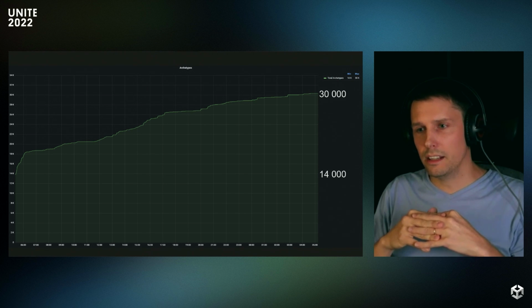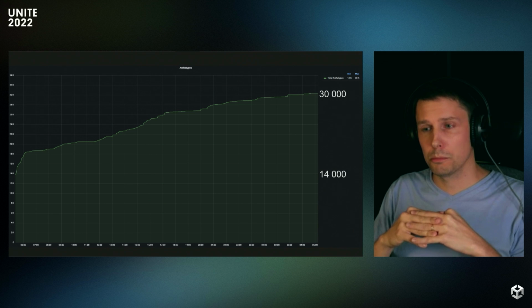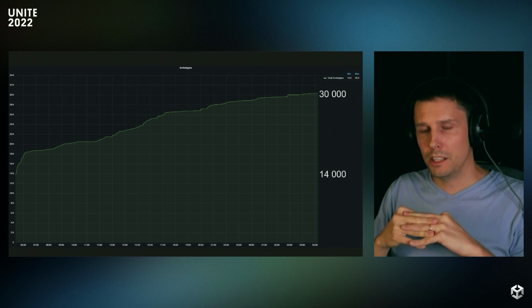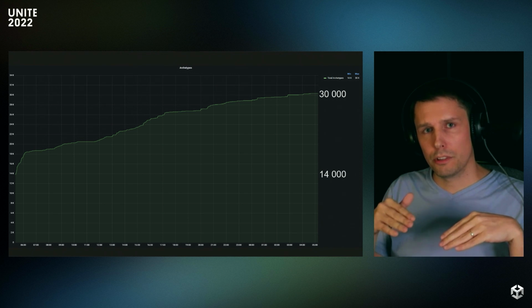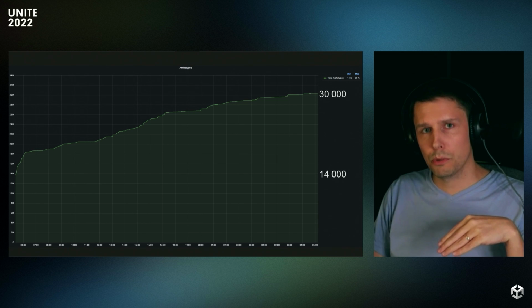So again, looking at the data, this is data I pulled from a server just a few days ago. And here we can see, in the beginning when starting up the server, we had 14,000 archetypes. And after 24 hours, we were up to 30,000.